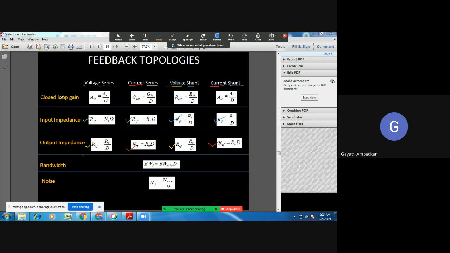We have also seen what is the closed loop gain, that is, what is the gain of an amplifier with closed loop, because we have applied the feedback. That is why closed loop gain. So for a voltage series, which type of amplifier is this?